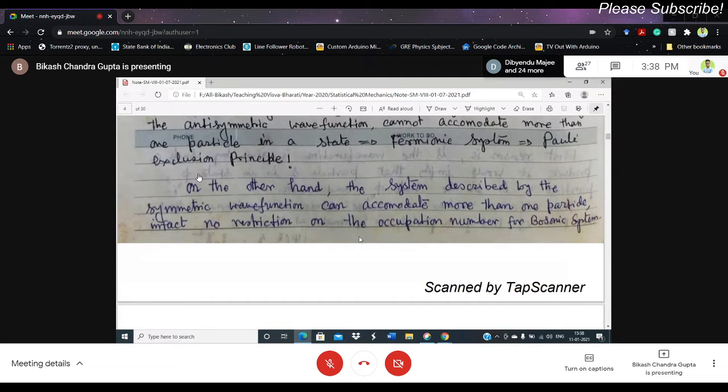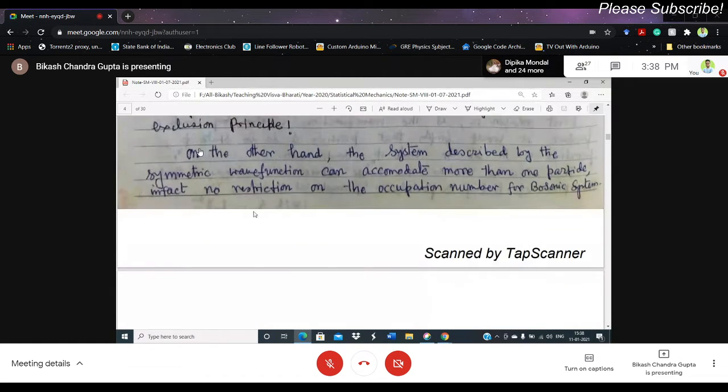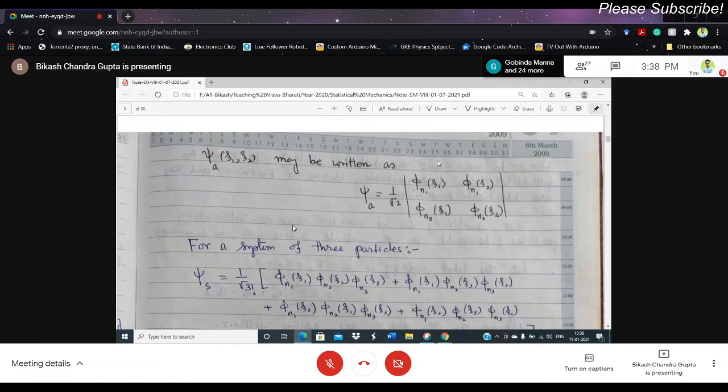On the other hand, the system described with symmetric wave function can accommodate more than one particle, and in fact there is no restriction on the occupation number for bosonic systems that we know. And therefore, in general, if it is a many particle system, for example, how to write the symmetric wave function and the anti-symmetric wave function.